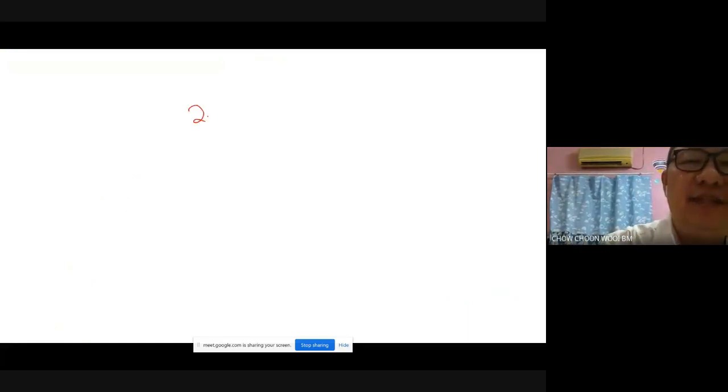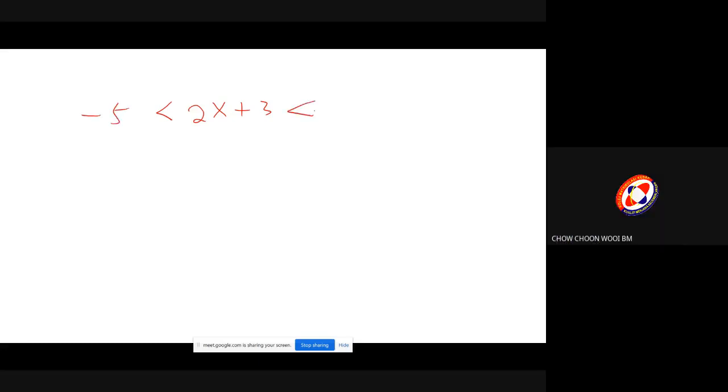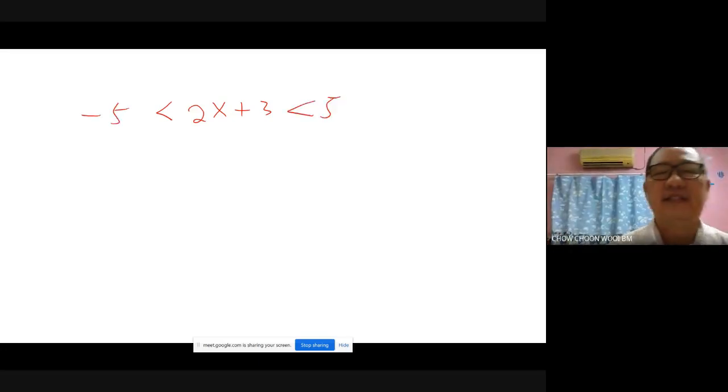Meaning that 2x plus 3 is in between negative 5 and 5. Okay, so since this is an inequality, betul tak, without modulus? This is the inequality without modulus. Bila nak solve inequality without modulus, apa yang kita nak tanya diri kita? Boleh bagi tahu saya apa yang kita nak tanya diri kita?